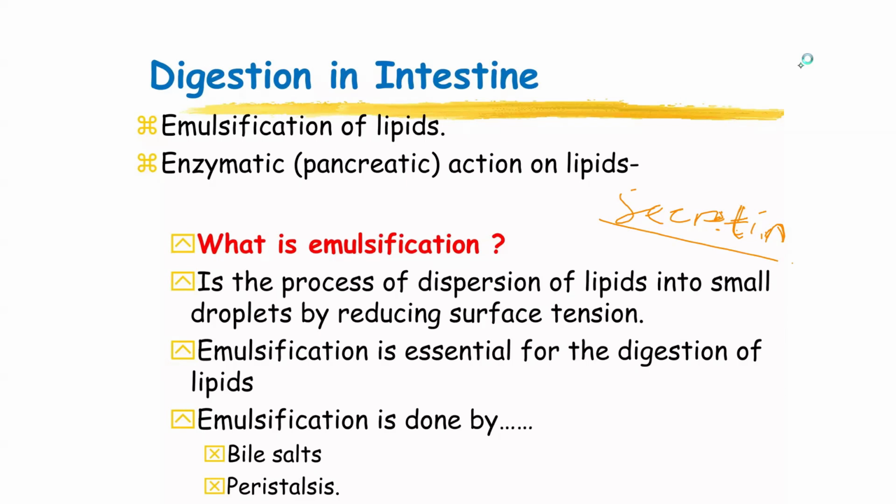First, there is emulsification of fats, and then second, there is enzyme action on the lipids. What is emulsification? It's a process of dispersion of lipid into smaller droplets by reducing surface tension. Emulsification is essential for the digestion of lipids. It is usually done by bile salts, secreted with the help of cholecystokinin, and of course the peristaltic movement of the lipid.